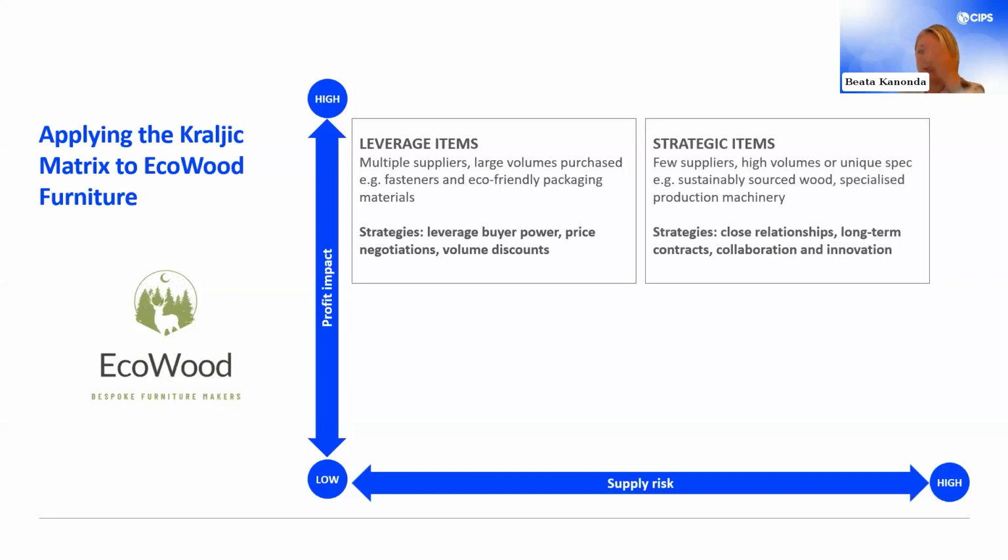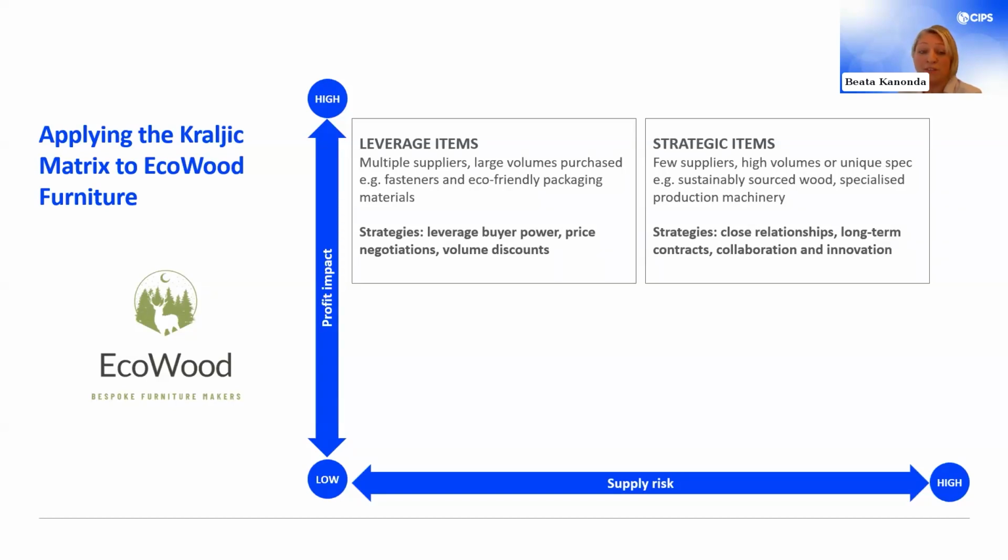Next, we have strategic items. So Joanne identifies products like sustainably sourced wood and specialized production machinery in this quadrant. These items are critical to EcoWood's core business and brand identity. The company's reputation relies on its use of sustainably sourced wood, which differentiates its product in the market. However, this wood comes from a limited number of suppliers, creating a higher supply risk. Similarly, specialized machinery used in the production is high cost, has a unique specification, and is crucial to operational efficiency.